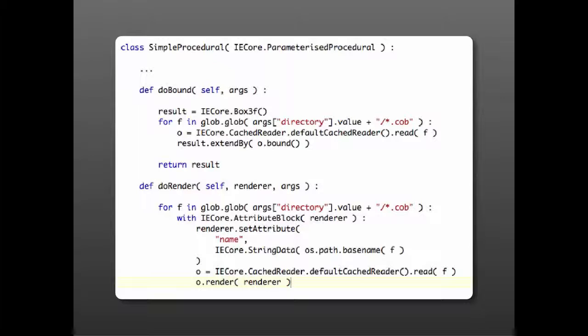So here's a look at a simple procedural, almost uselessly simple. It's got to implement these two methods. One is to return a bounding box. So this one should be pretty quick. The args parameter there is the contents of the parameters which have been validated. So it's just looping over a bunch of files it finds in the directory and computing their bounding box. And then in the render method, it's doing the same thing. It's loading the objects from the directory and then passing them to the renderer, telling the renderer what name it has.